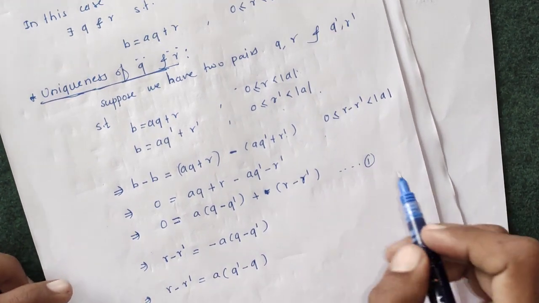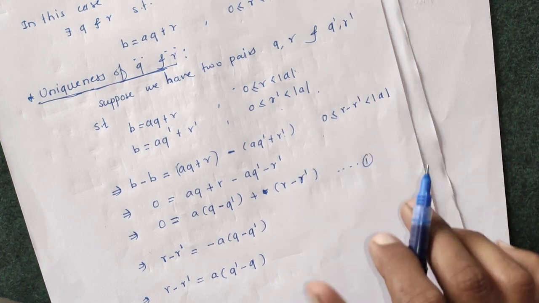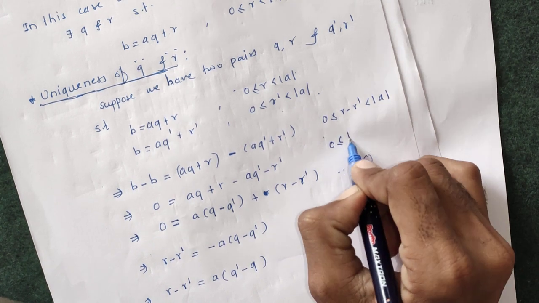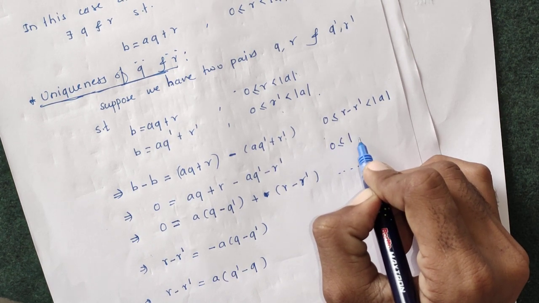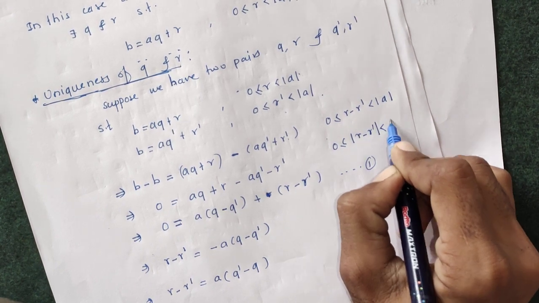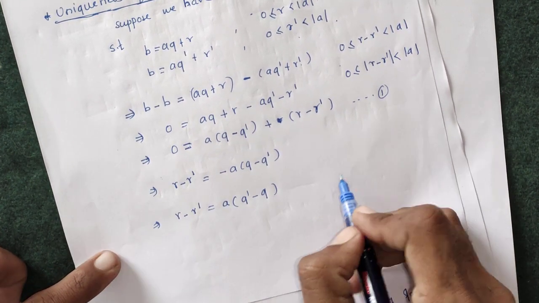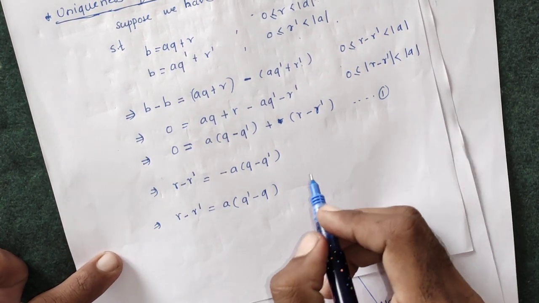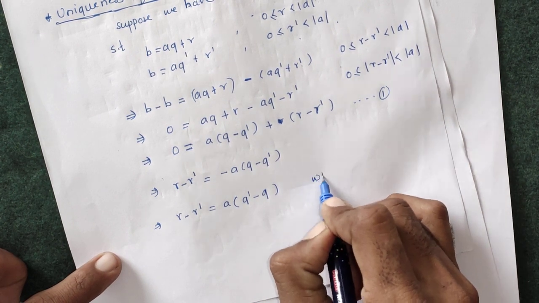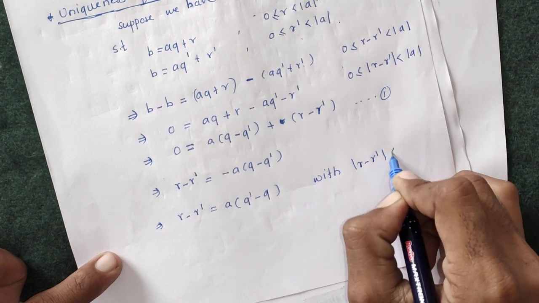Here r and r prime may be different, so their subtraction may be negative, and our remainder is not negative. So, for that we are taking the modulus: mod r minus r prime is less than mod a. Carrying forward we get r minus r prime is equal to a into q prime minus q, with mod r minus r prime less than mod a.